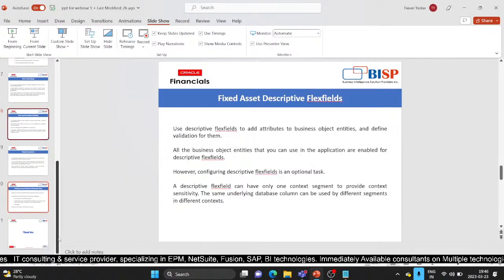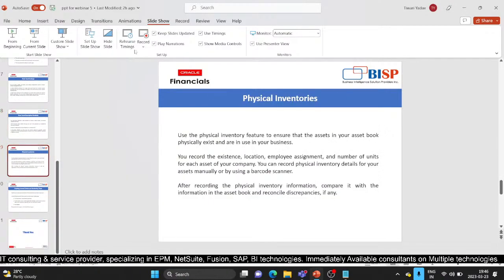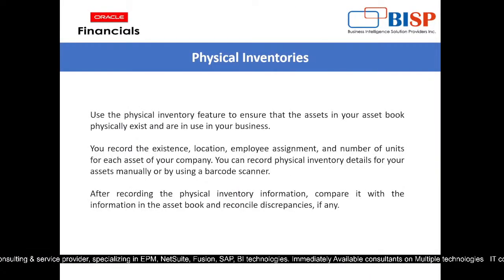Now moving to the physical inventory part. Physical inventory can be used to ensure that the assets in your asset book physically exist. Means we'll perform a physical verification and provide a report where we'll provide the location of all the assets which are there in our organization, and then in Oracle Fusion we can check that the report is matching with the assets that we are maintaining in our Oracle assets. So you can use the physical inventory feature for this.